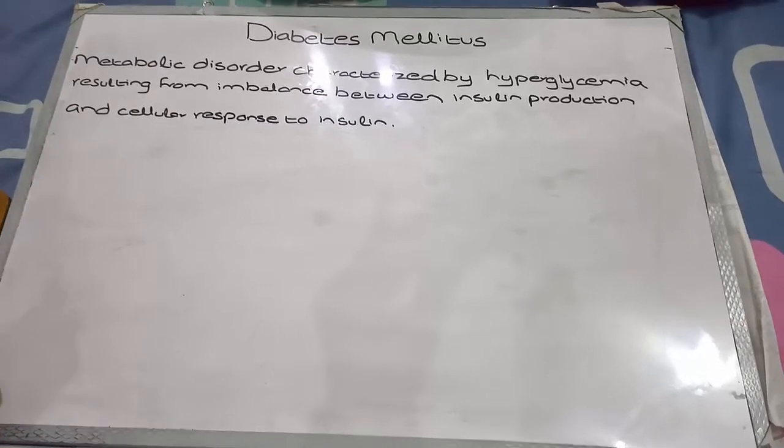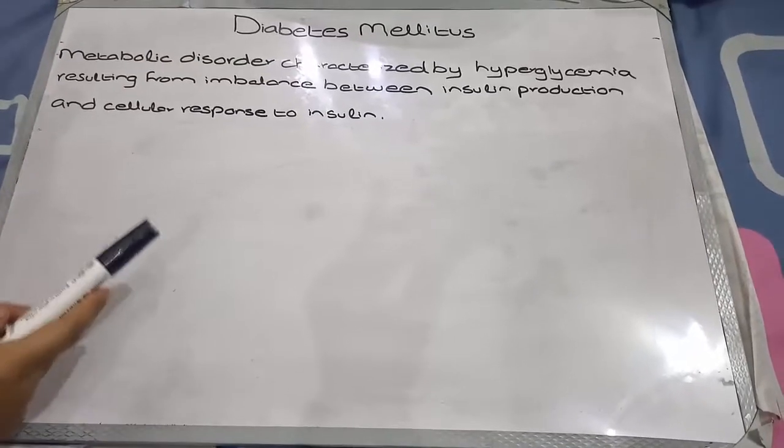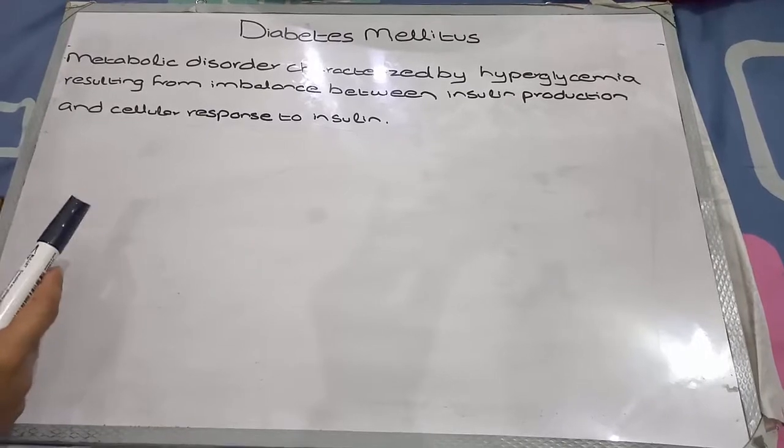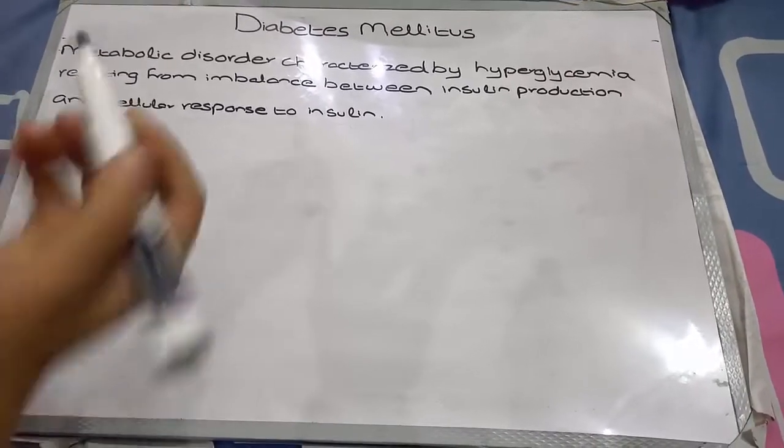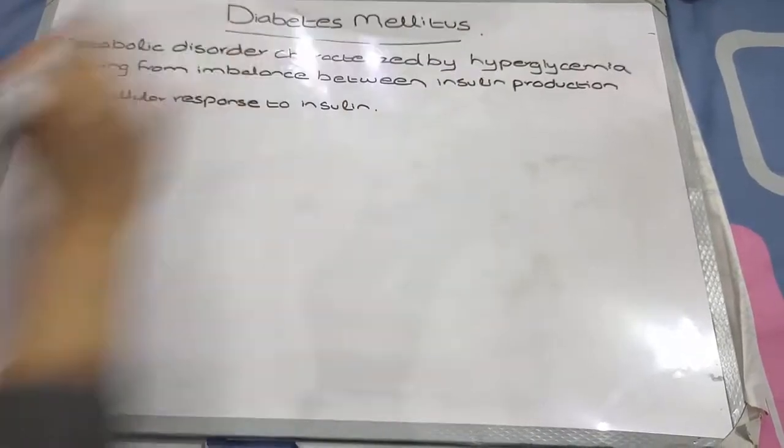In this video, we will discuss diabetes mellitus. Unfortunately, over 19 million adults in Pakistan are estimated to be living with diabetes. So we will discuss what is diabetes mellitus.